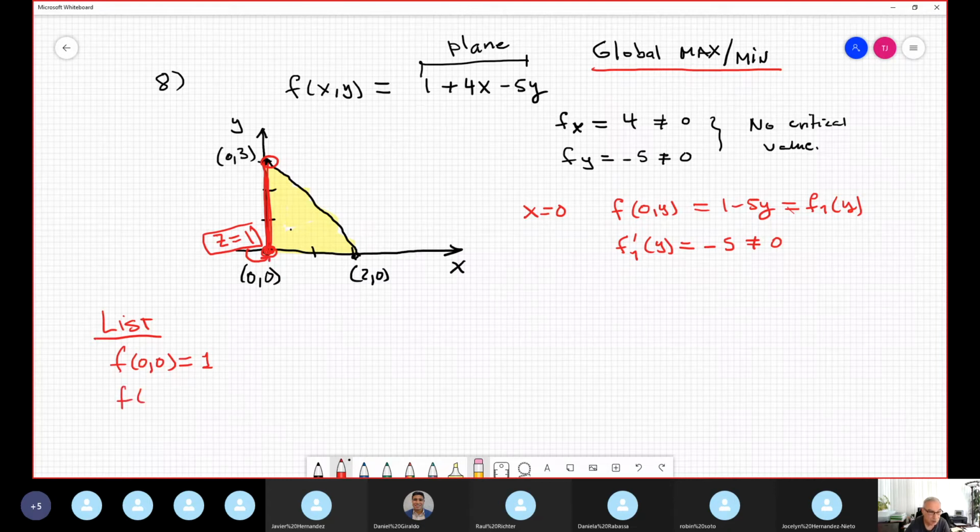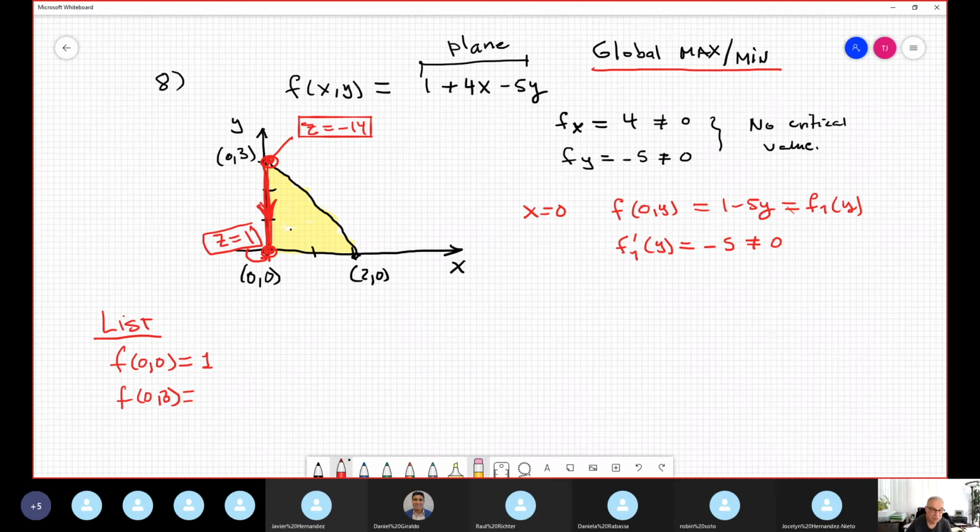So the point is (0, 3): 1, 0, and negative 5 times 3 is negative 15. So negative 14. So this c value is negative 14. I suppose that this plane has inclination. So when you go in this direction, for example, it's ascending because you go from negative 14 to positive 1 in the z-axis.